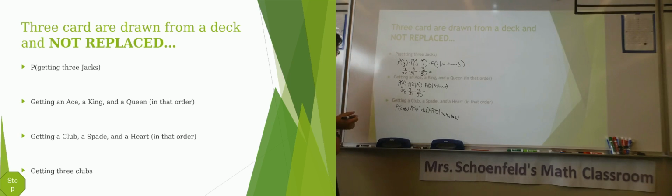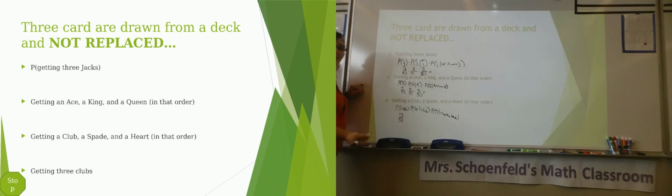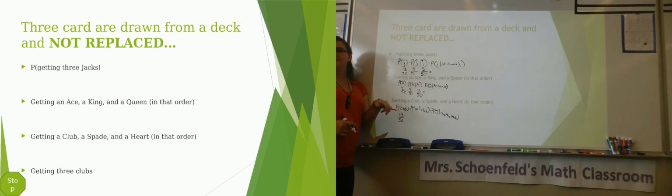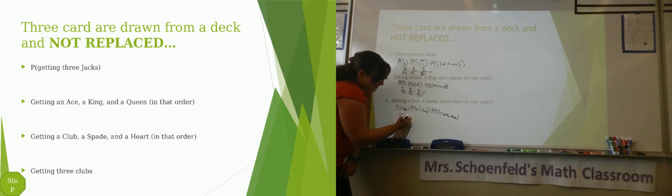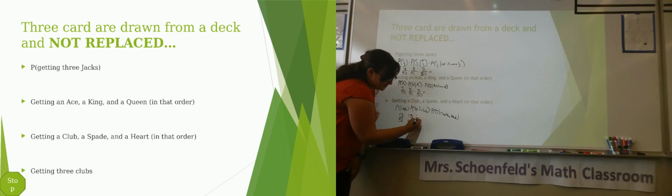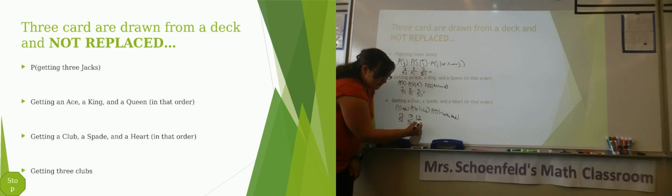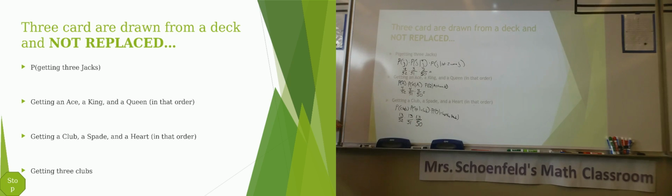How many clubs are there? 13. How many spades do I have? 13. How many cards have I drawn? I've just drawn 1 right here. So I still say 51. How many hearts do I have? 13, because I haven't drawn any yet. How many total cards do I have left? 50. Okay, do that multiplication out in a calculator.